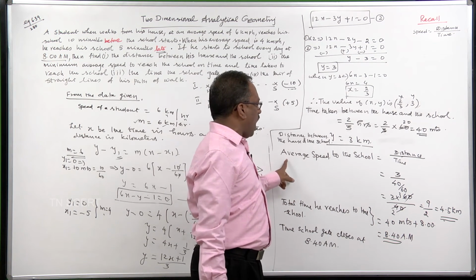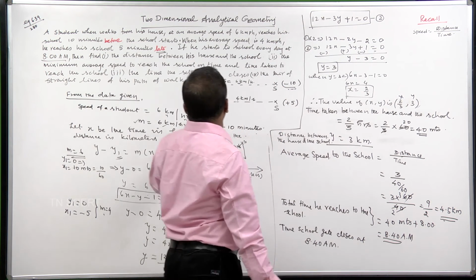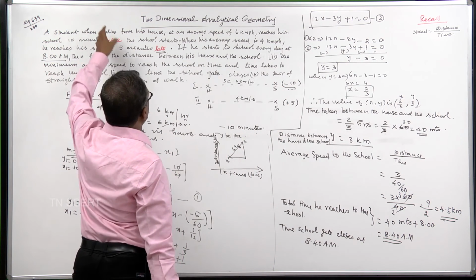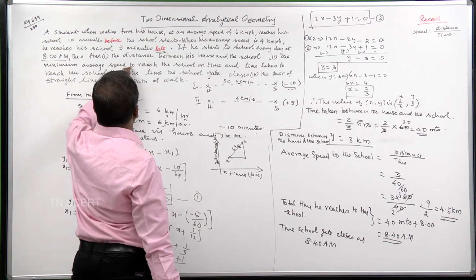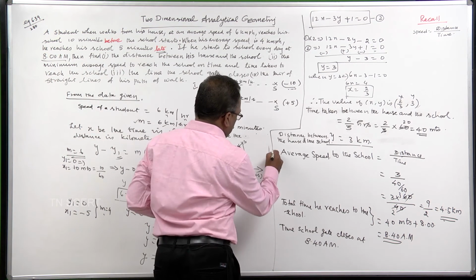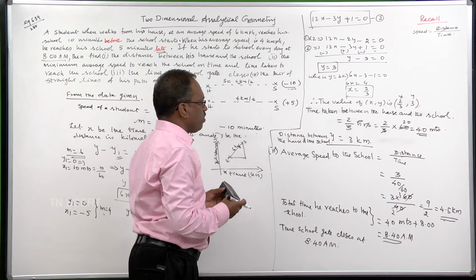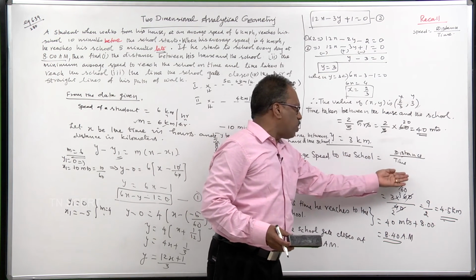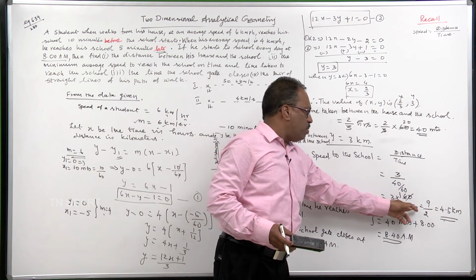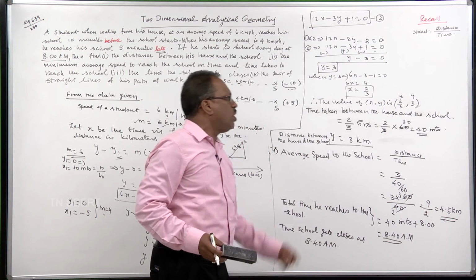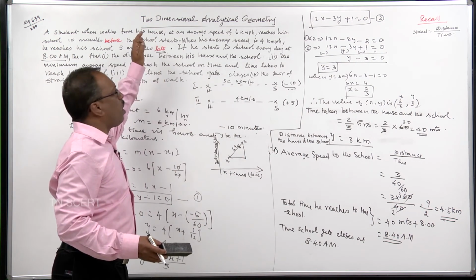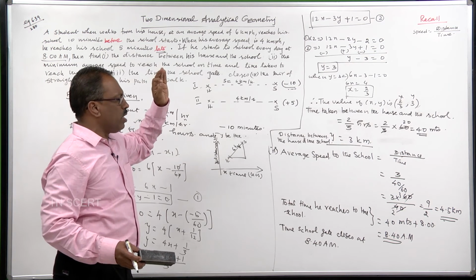One more thing, the average speed to the school, that is the third question they ask here. What is the second question? Average time taken. The second question is the average time taken. So it is distance by time, 3 by 40, that means the average speed of going to the school is 4.5 kilometers per hour.